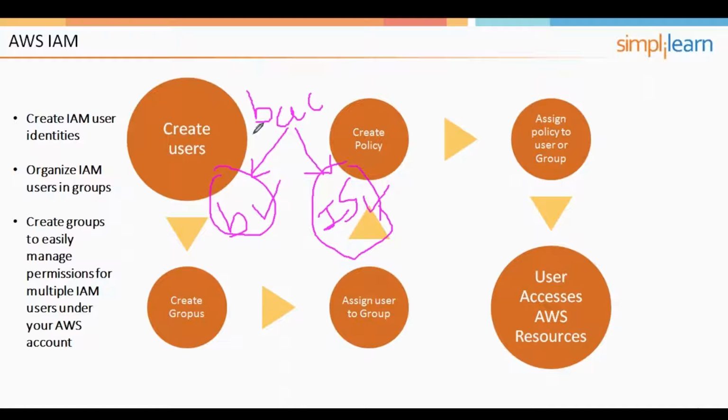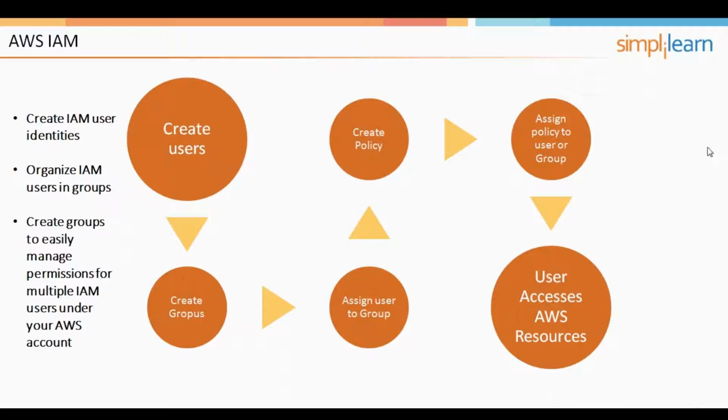So a user can be part of multiple groups, and that gives you an advantage also, because if you have to create a policy, you create the policy only at a group level and add various users to different groups and manage them. After all this policy assignment, the user can access Amazon resources. They can log into the AWS console and manage that part.